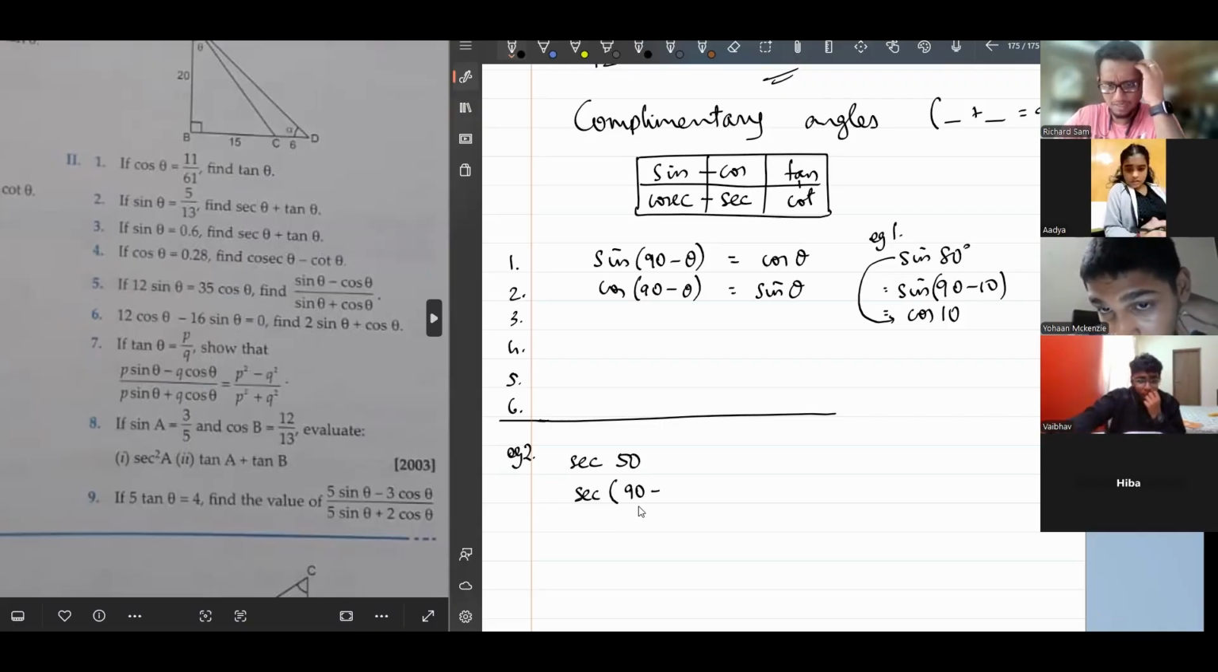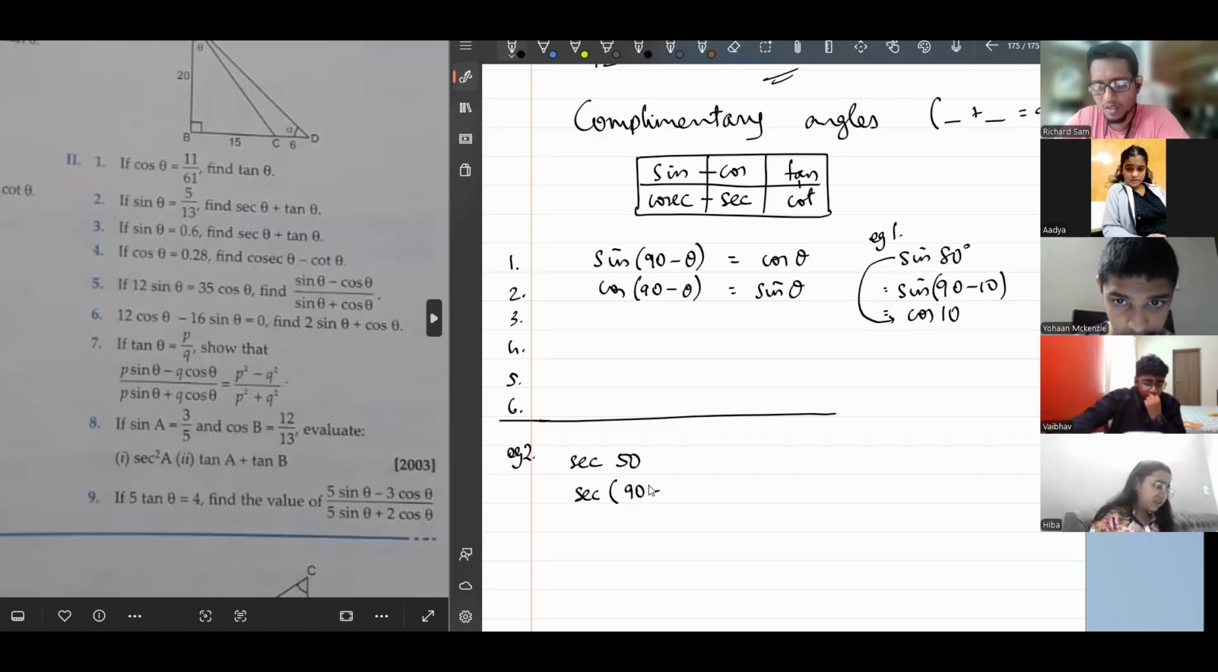It will be cosec 90 minus theta. So we don't use theta over here. We are using the angle. Okay, Hiba, turn the camera on. Johan, can you tell me how do we convert sec into cosec? What's the next step? Not sure, sir. Okay, look at this example here.